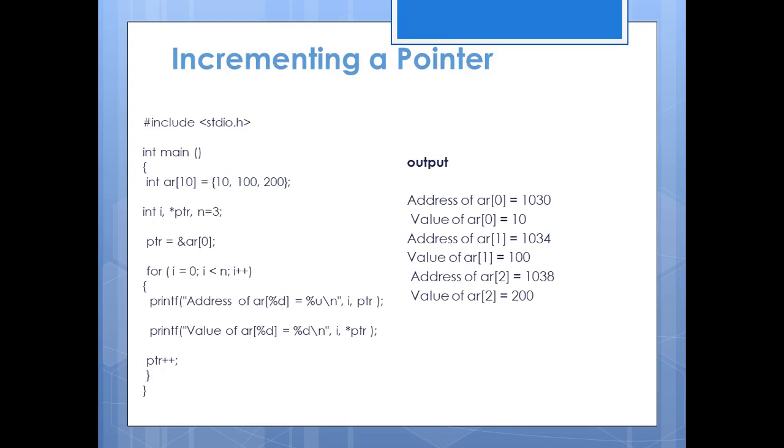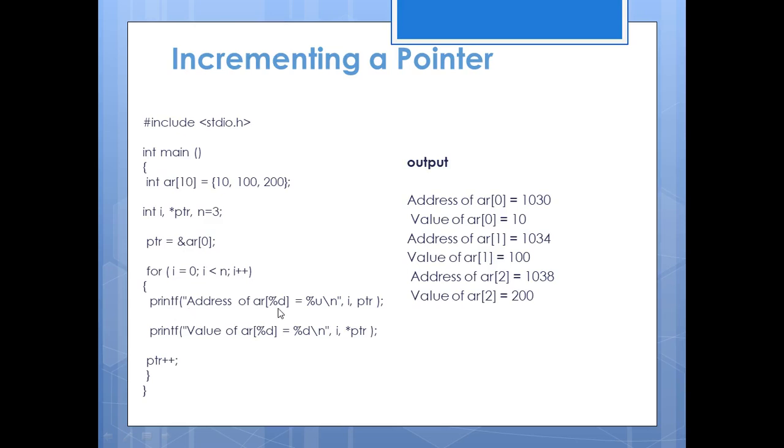Let's have a look at incrementing a pointer. The first line we are including the header file, then the main program, declaring an array of size 10 equal to 10, 100, 200. Here int i as variable and pointer, and n equal to 3, the number of elements in the array, and pointer equal to &array[0], which means this pointer variable points to the location of this array. Declaring the loop for i equal to 0, i less than n, i++.